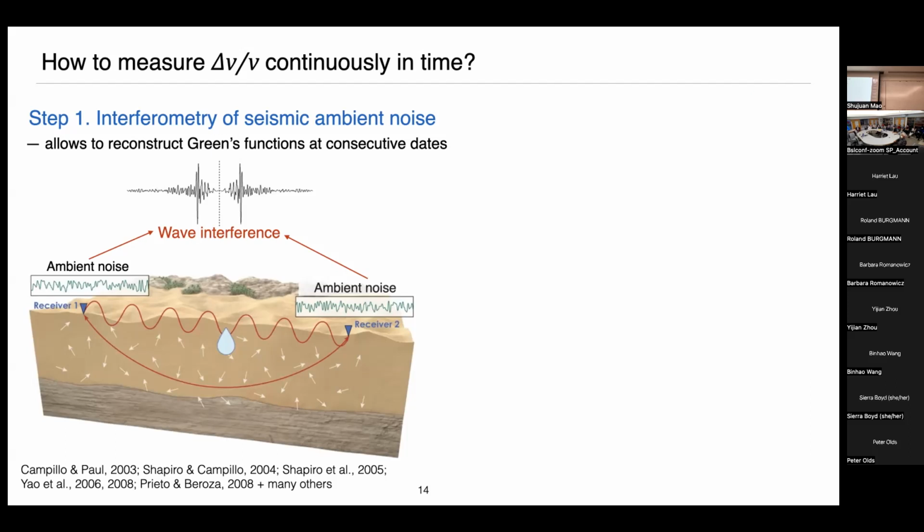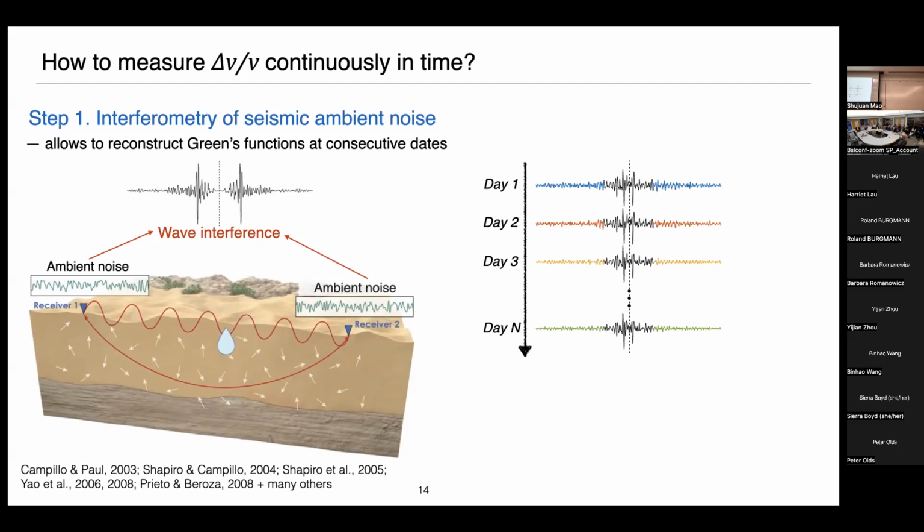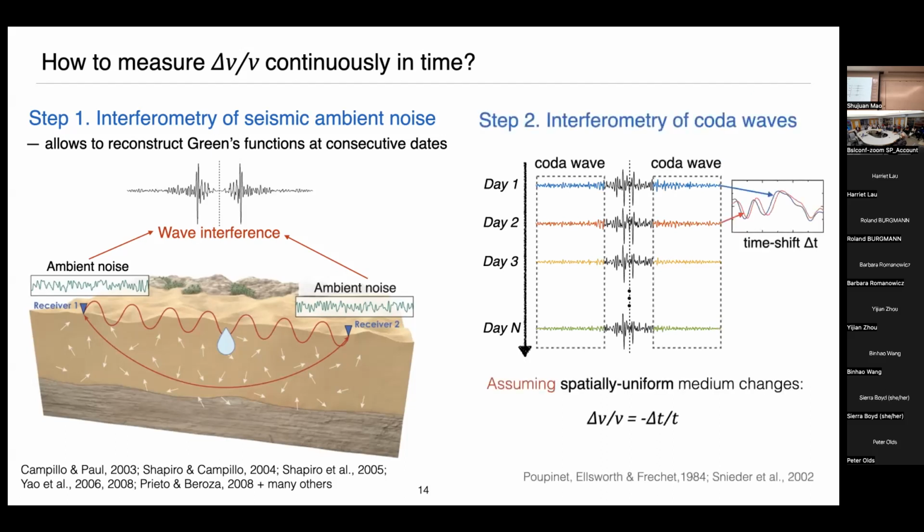So if we repeat this ambient noise interferometry during different time periods, we would be able to retrieve the Green's functions, say at consecutive dates or different times. Then the second step is coda wave interferometry. Coda waves are these later arrivals on the Green's functions. Those are typically waves that come from the multiple scatterers in the subsurface. And by analyzing the time shifts between the coda waveforms, we can calculate delta V over V.